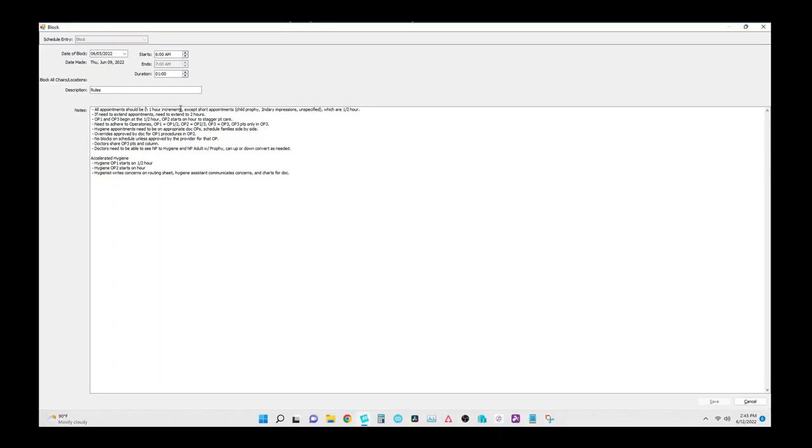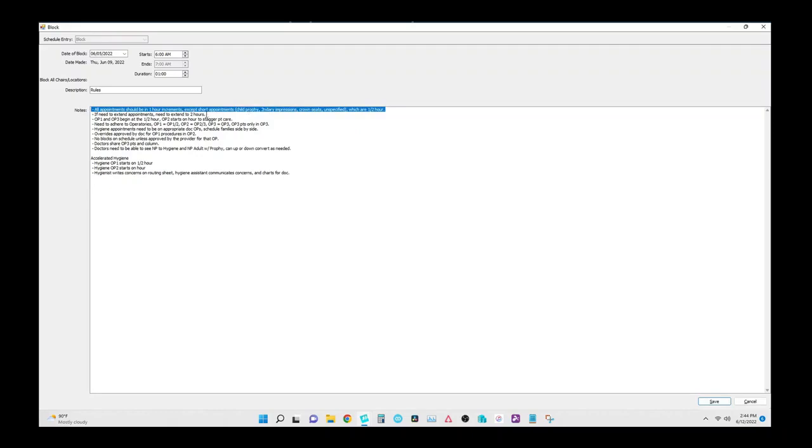Now, there are a couple of shorter appointments, and those are scheduled to a half hour. For example, your child prophy, your secondary impressions, your crown seats, and your unspecified appointments, okay? So they're all a half hour, okay? Very important to make sure that all of your staff knows that everything else is going to be in hour increments, okay?